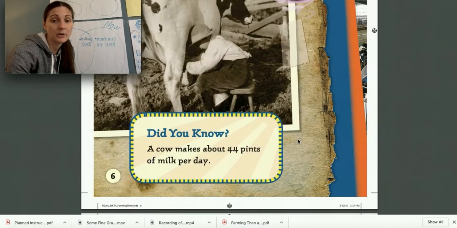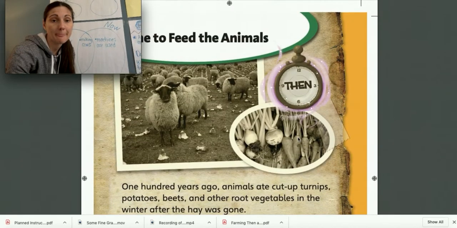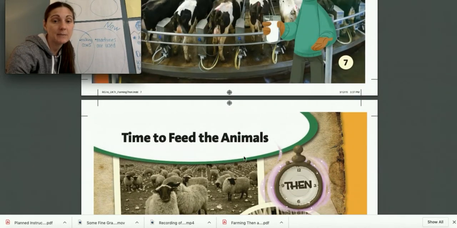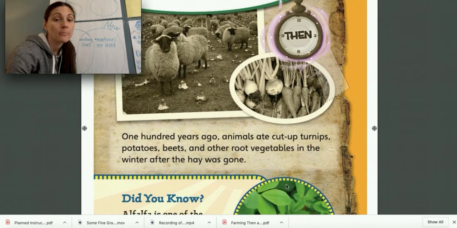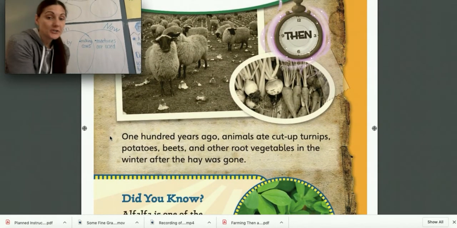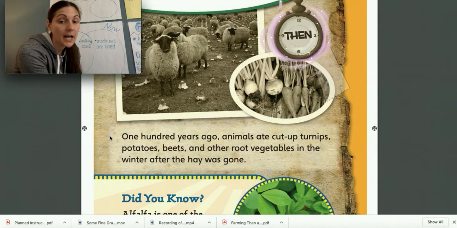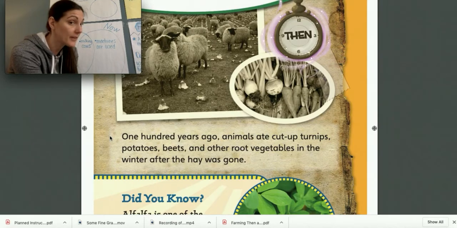Using my page numbers to scroll through. Here we go. Here's my heading, time to feed the animals. So this was then. Ready? 100 years ago, animals ate cut up turnips, potatoes, beets, and other root vegetables in the winter after the hay was gone.